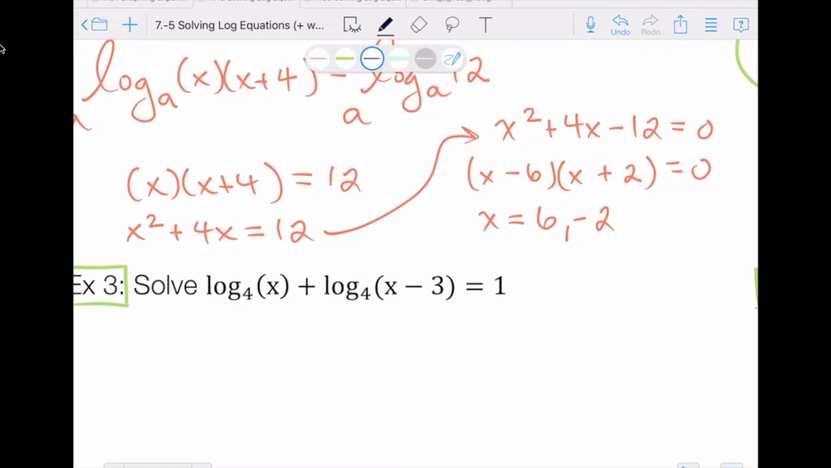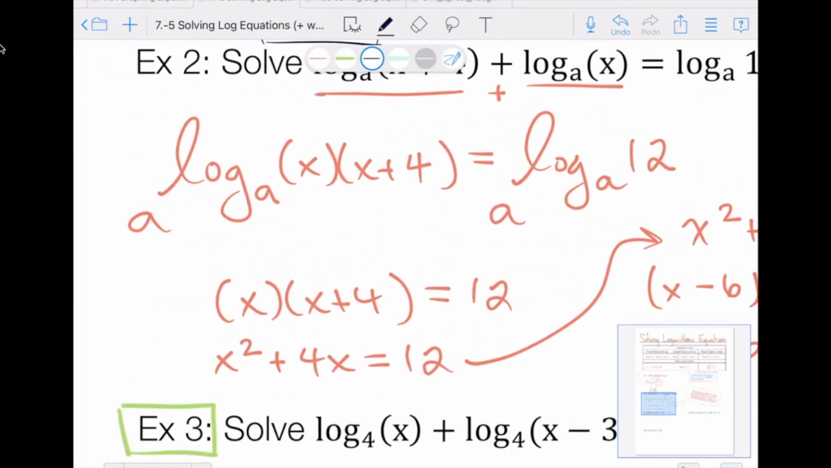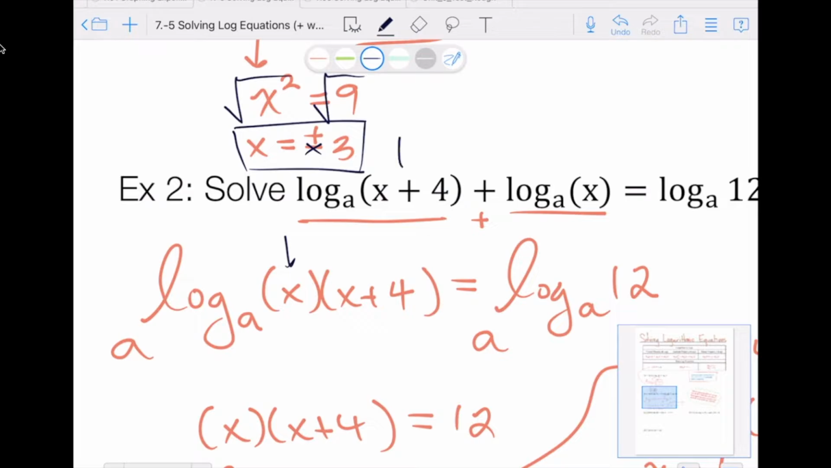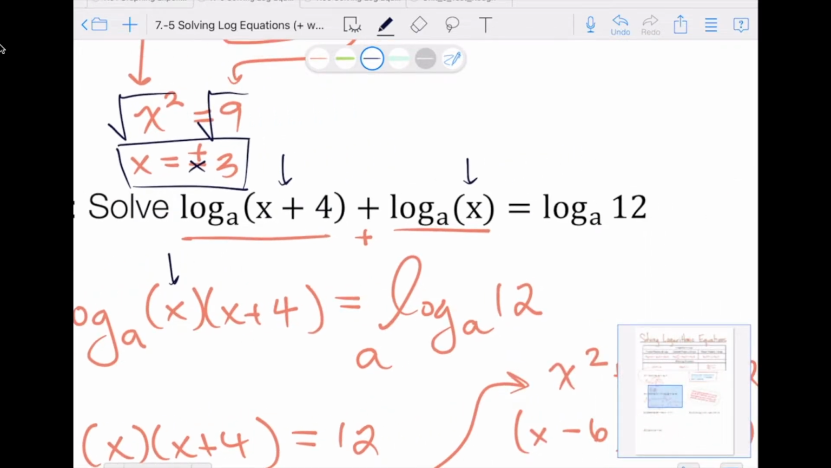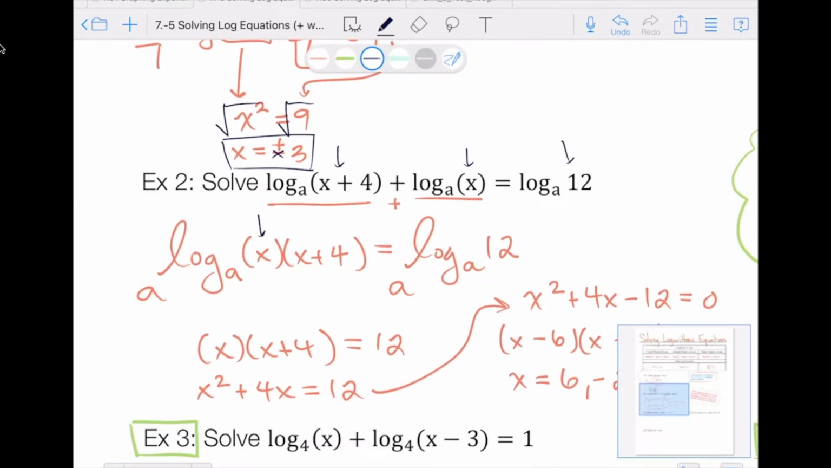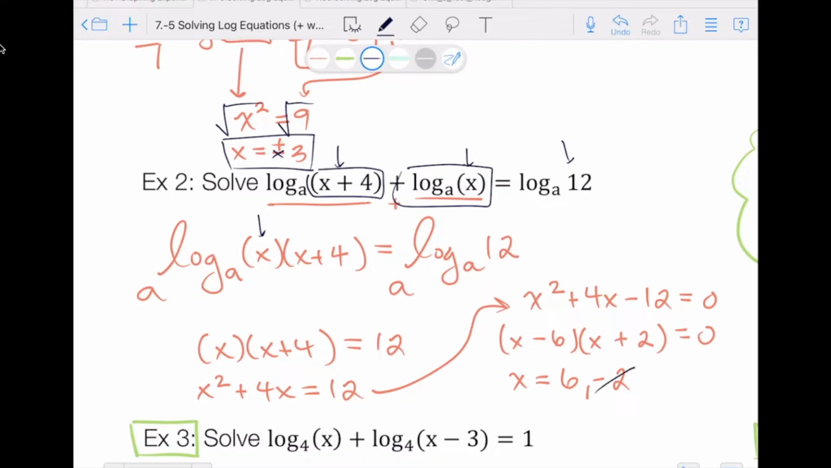So x is either equal to 6 or negative 2. But again, wait, the arguments here in the original equation cannot be negative. So even though this argument would be positive if we plugged in a negative 2, this one would not. So we have to eliminate that from our list of solutions.